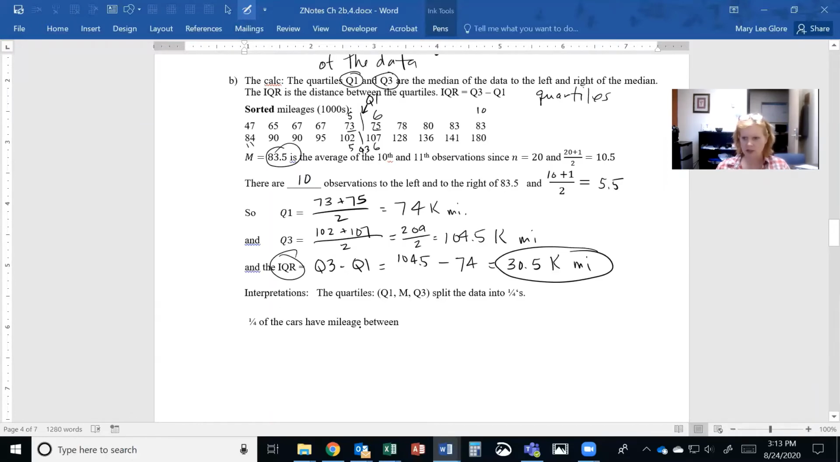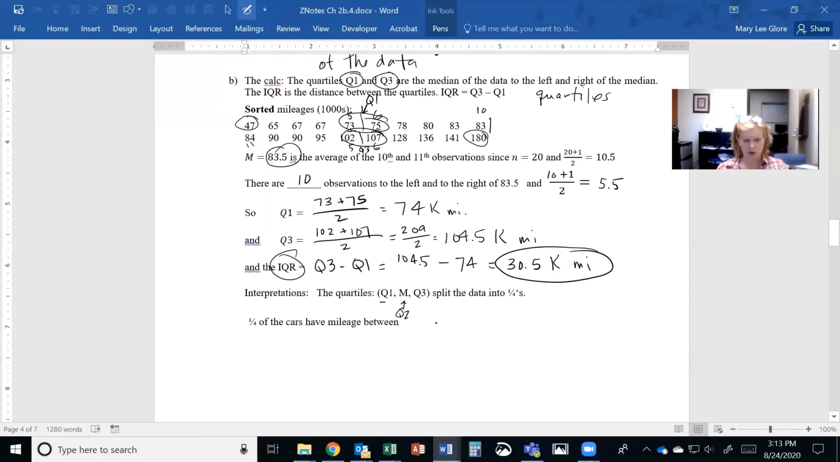So let's talk about the interpretation of these quartiles. The first quartile, the median happens to be the second quartile, so we don't call it the second quartile, we call it the median. And then we have the third. These split the data into fourths. All right. So here's the minimum, and here's the maximum. And then I've got my first quartile and my third quartile, and my median is between here and here. So a fourth of the cars are going to be in between each of those groups.